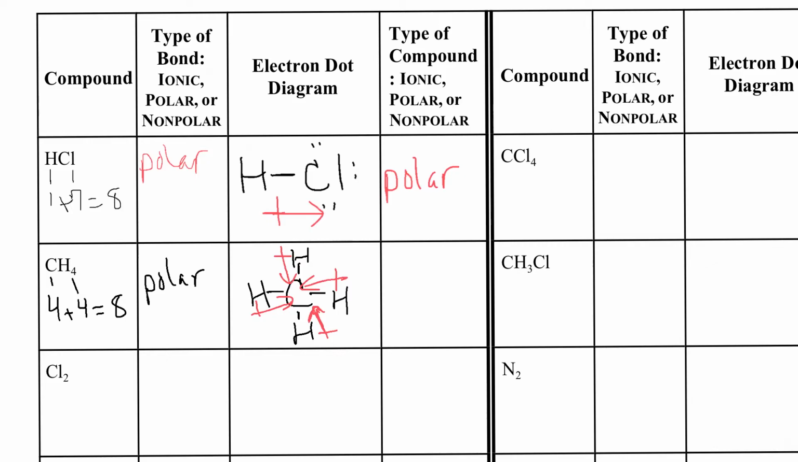However, if we look at the symmetry, if we look all around at each side, whether we cut it in half this way or cut it in half this way, we would have the same charge on the outside. So this is actually going to be a nonpolar compound. So there are polar bonds within the compound, but it's a nonpolar compound. Let's do another one.